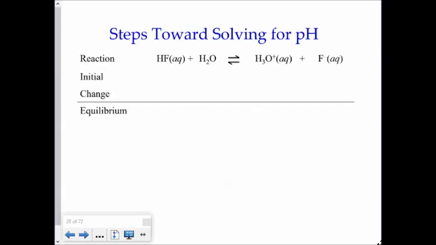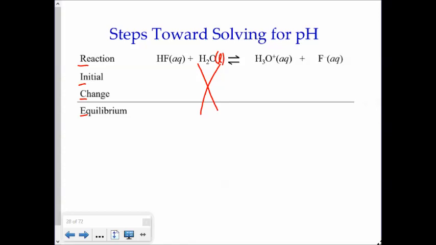So now we have to set up a RICE chart. I know you guys are all excited to do some more RICE charts. I know you guys want to relive the RICE charts from last unit. So this is a modified RICE chart like the Ksp ones, because what do we have here as one of our reactants? We have liquid water. So what do we do to this section? We get to cross that one out. We don't have to put it in there.